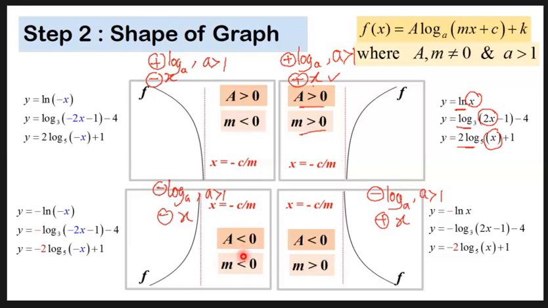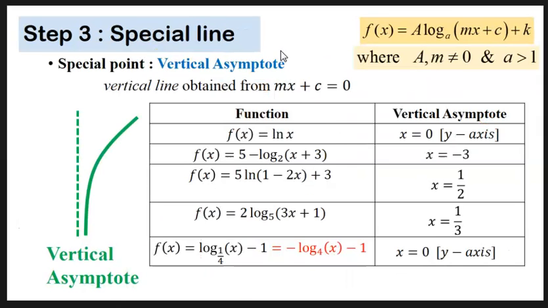And once again, the capital A and also the m less than 0 indicate the coefficients of the log and also the x. And once again, we see the list of examples at the side here. We can see the x comes with a negative coefficient, and the log also comes with a negative coefficient. So this is how we determine the shape of the graph. Next, let's see step 3.